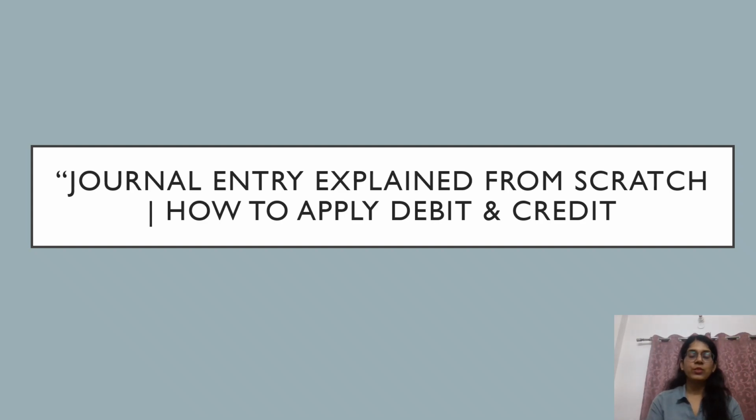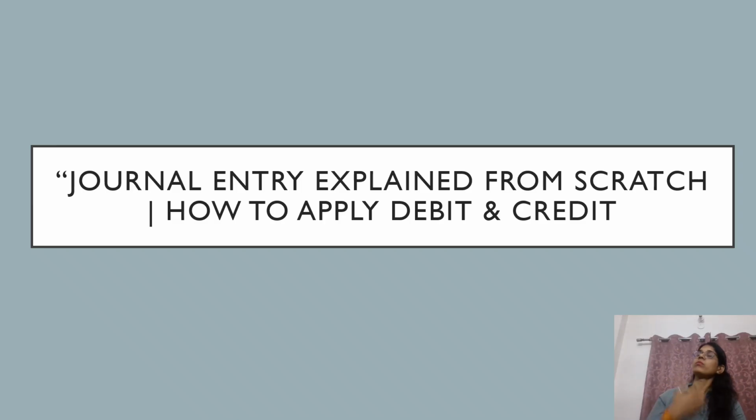Hi everyone. So in my last video, I did explain the debits and the credits and the golden rules of accounting, right? Today we will learn how to actually use them to record any transaction. And this process to record any transaction is what we call a journal entry. So first we'll try and understand what a journal entry is, right?